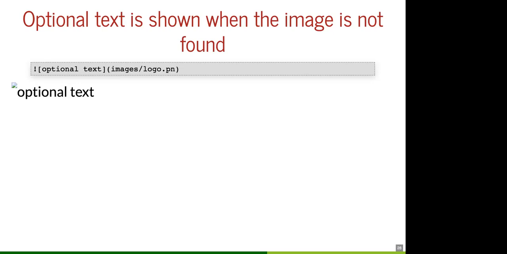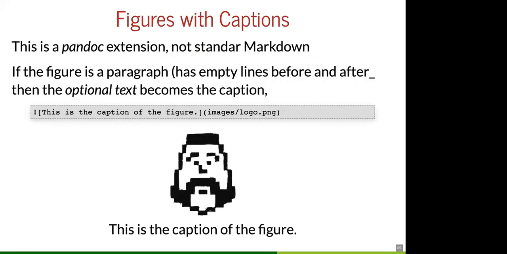Now, why is it important for us? And this is something that I have not shown before. In Pandoc, they have a little trick. If your image is in one paragraph, meaning with an empty line before and after, then the optional text becomes the caption. Okay.